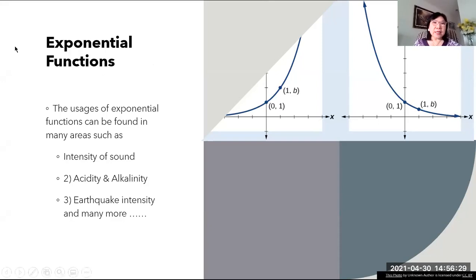On the first slide, I'm talking about exponential function. The usage of exponential functions can be found in many areas, such as intensity of sound, acidity and alkalinity. If you learn chemistry, you know about this, or earthquake intensity and many more. And on the bar, you can see that there are two functions here, and they represent the exponential function. We will look into that in more detail in a couple of slides.